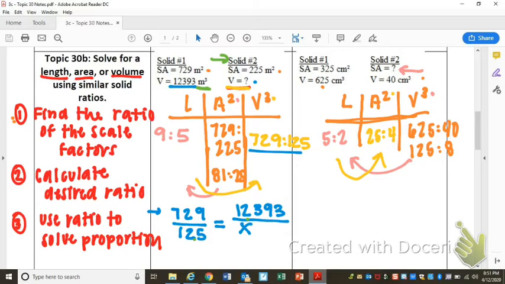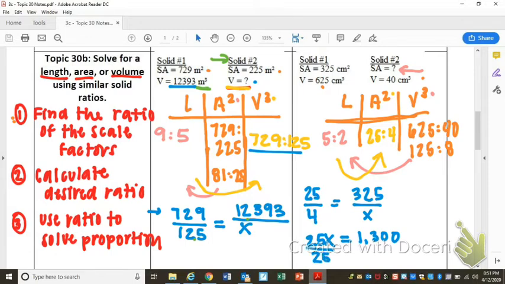We're now going to bring that down. So we have 25 over 4 is equal to 325 over x. Then we can cross multiply and solve from there. So 25 times x is just going to be 25x, equal to 325 times 4, which is just 1,300. And once we get there, we want x by itself, so we're going to divide by 25 on both sides, and we get that x is equal to 52. And then we're going to take the same unit, so centimeters squared. That's going to be your answer.